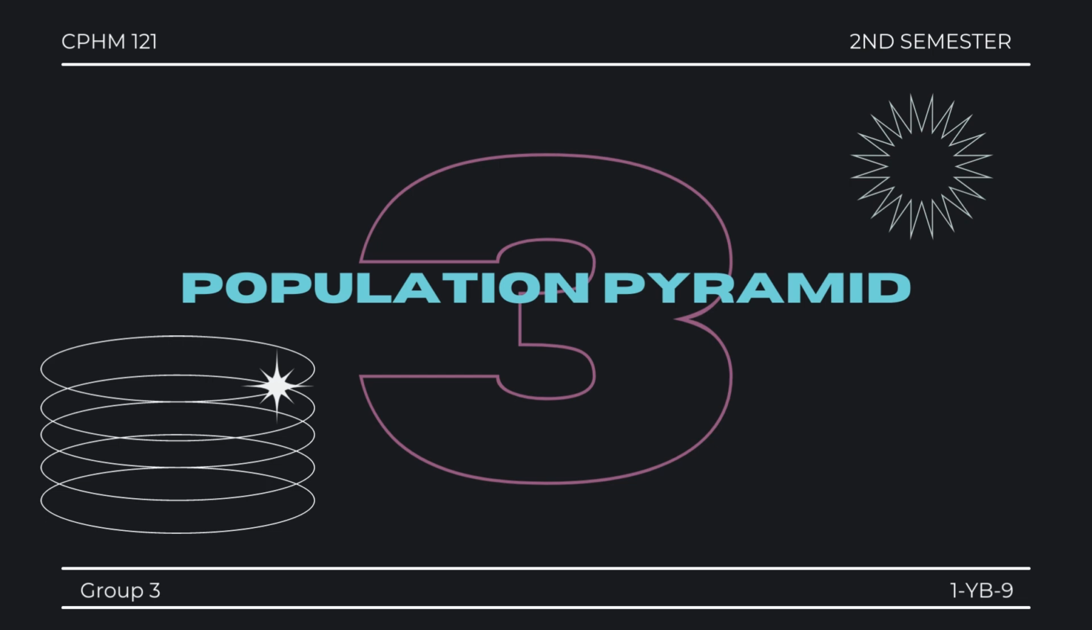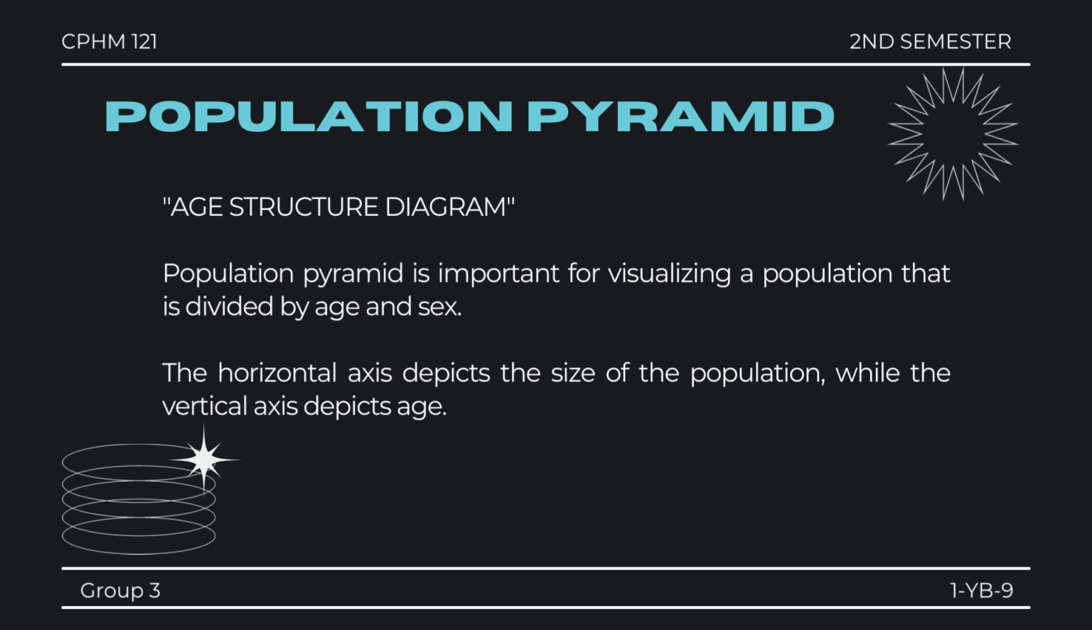But before that, let me explain what a population pyramid is. Population pyramids are also known as age structure diagrams. This is important for visualizing a population or looking at a group that is divided by age and sex. In a population pyramid, the horizontal axis depicts the size of the population under research, while the vertical axis depicts age.